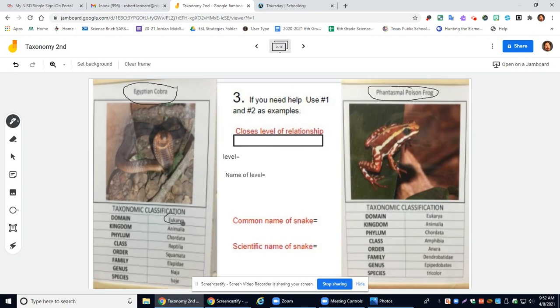Yes. The domain is Eukarya. Do they belong to the same kingdom? Yes, Animalia. Do they belong to the same phylum? Yes. Chordata. Do they belong to the same class? No. Okay, why? Because the snake, the cobra, belongs to Reptilia, whereas the frog belongs to Amphibia.